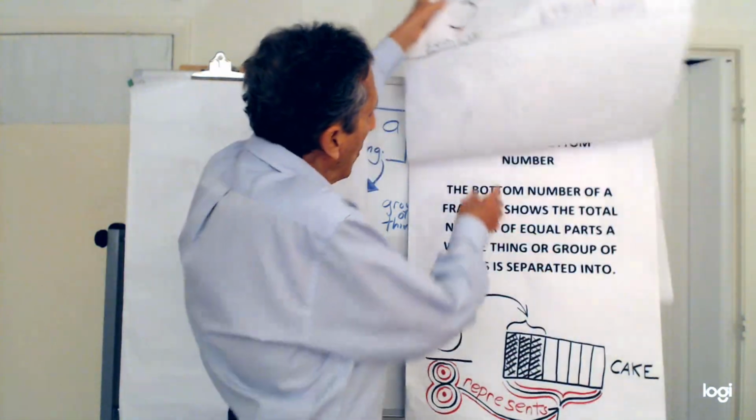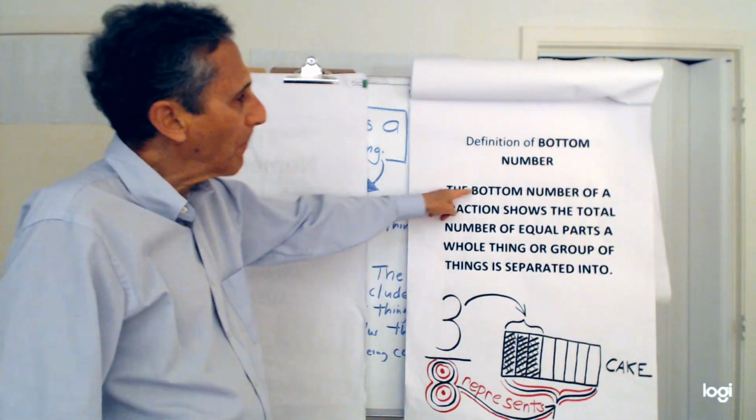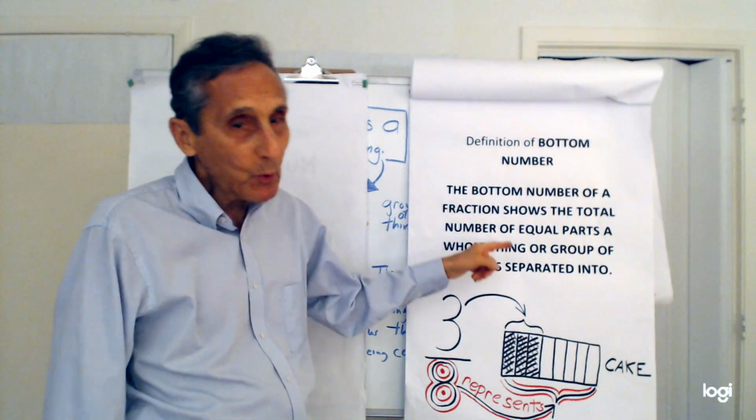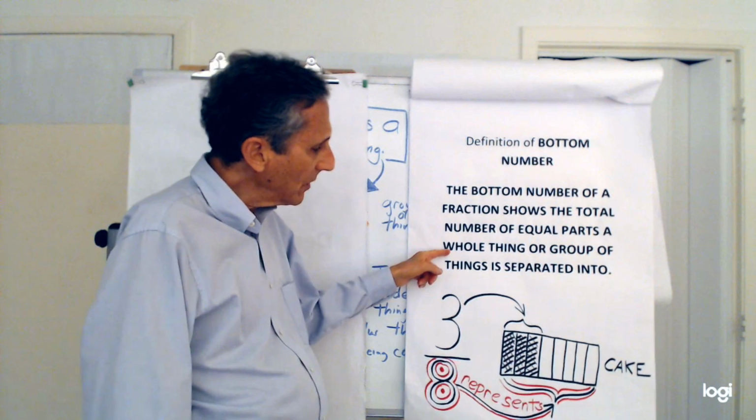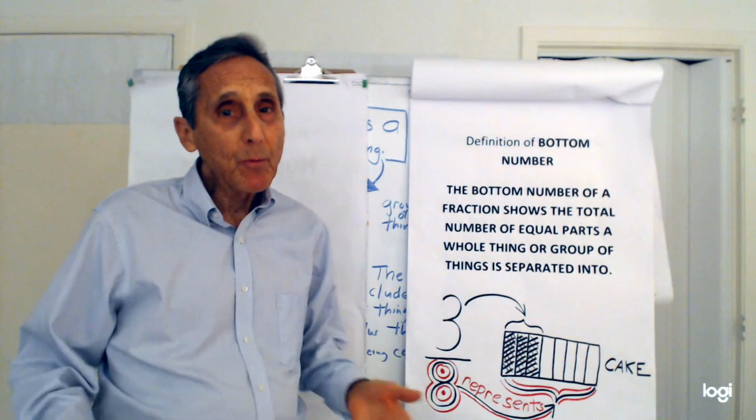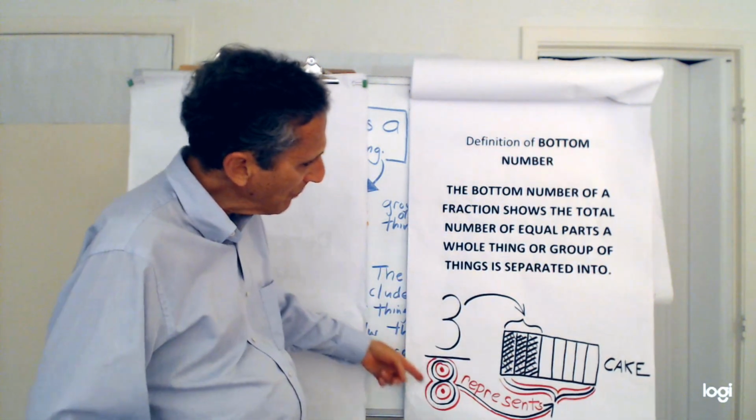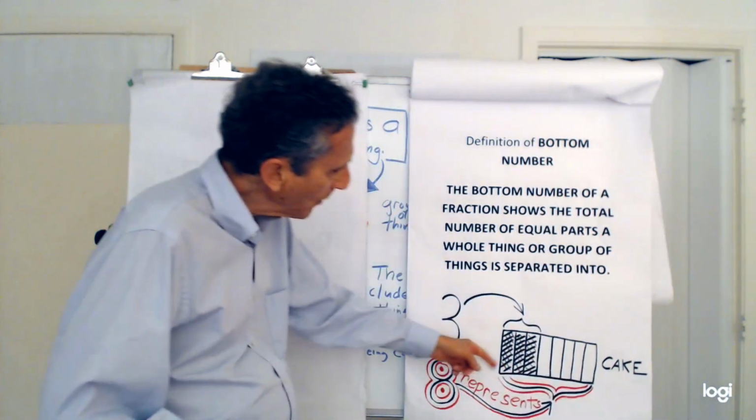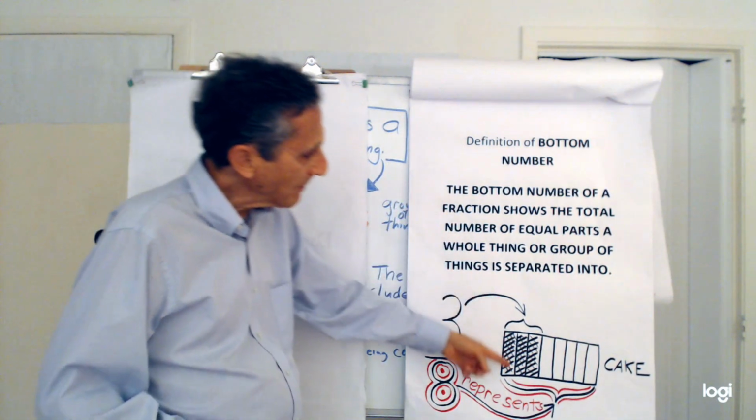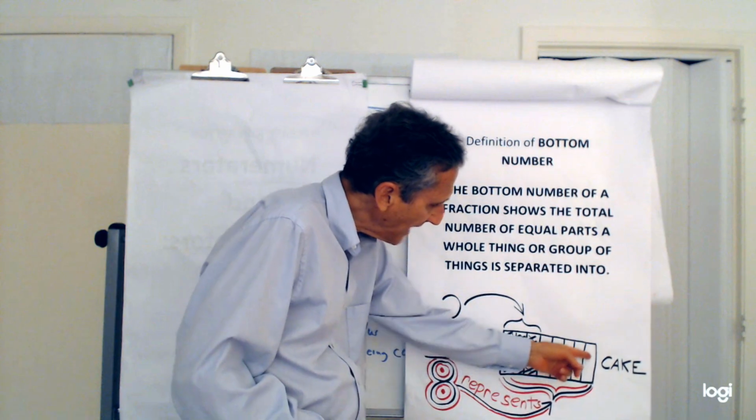Now, let's give it a real definition. The bottom number of a fraction shows the total number of equal parts a whole thing or a group of things is separated into. It can be a whole thing, it can be a group of things, like you saw with the apple and the cake. The fraction represents all the equal parts. That's the bottom number. Okay? Cake, 1, 2, 3, 4, 5, 6, 7, 8. Bottom number.